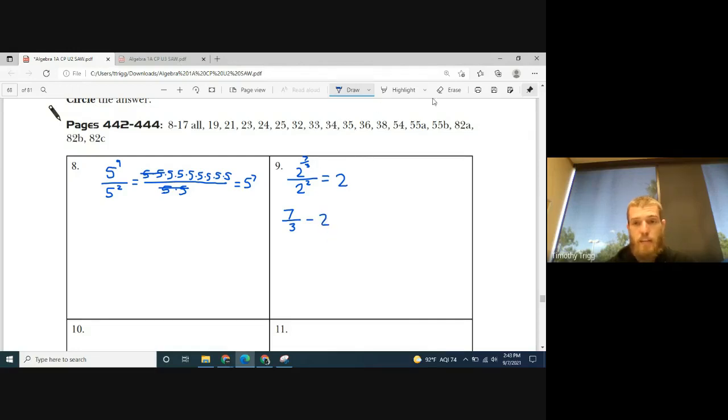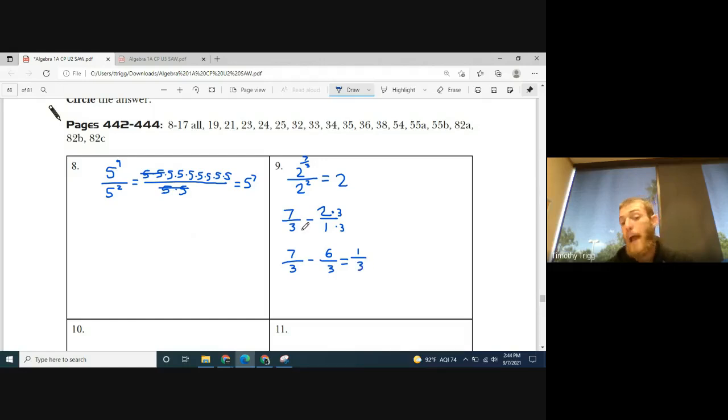Now, instead of thinking of it as just plain 2, we could think of this as 2 over 1. And when we subtract fractions, we want to make sure they have the same denominator. So we could change both these denominators to thirds. The first fraction doesn't change. It's already in thirds. And the second fraction we could change to thirds here. To change the second fraction to thirds, we multiplied the denominator by 3, so we have to multiply the numerator also by 3. So that gives us 7/3 minus 6/3 is 1/3.